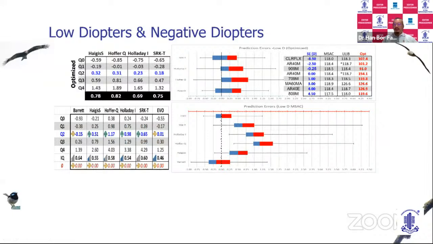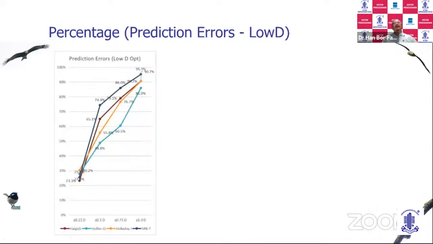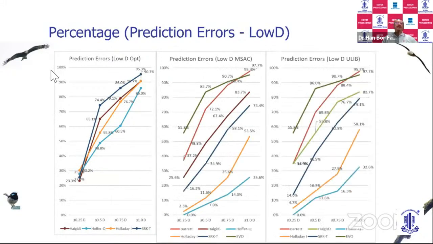Most of the other formulas, these are out of domain, so they won't give you a prediction. So we just work with Barrett and Evo here. And based on ULIB, Barrett and Evo are almost spot on with very low standard deviation. When we look at plus minus half a diopter, the percentage of eyes, again, this is inaccessible, so let's ignore this. This is based on the manufacturer suggested A constant, and this is based on ULIB.